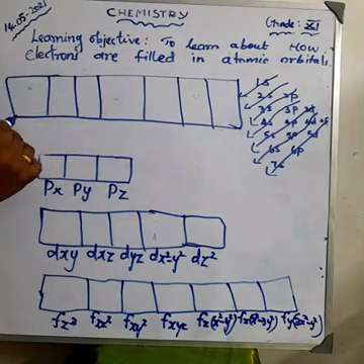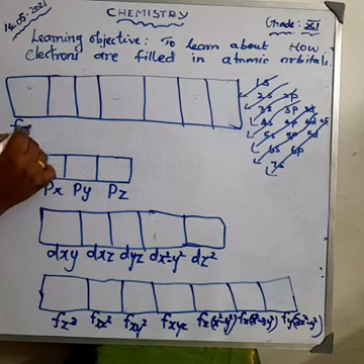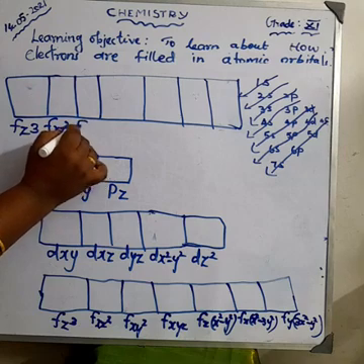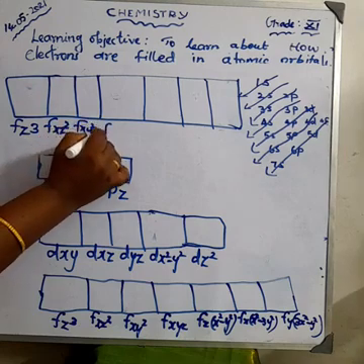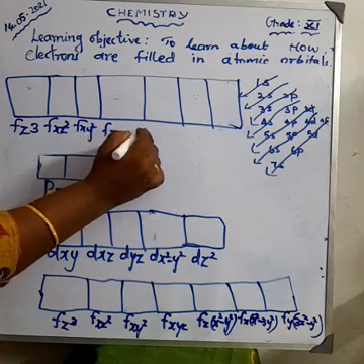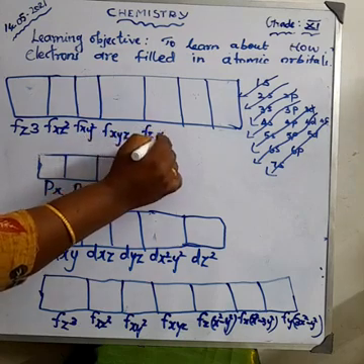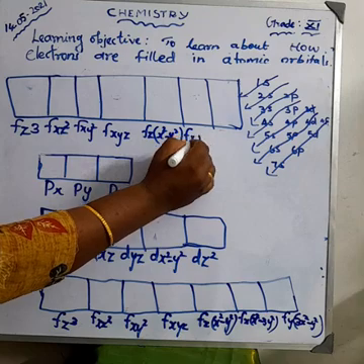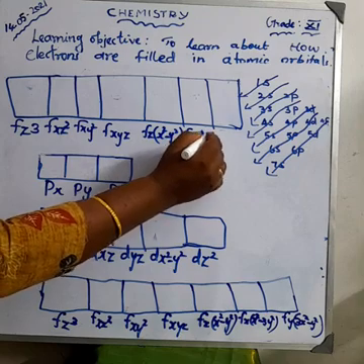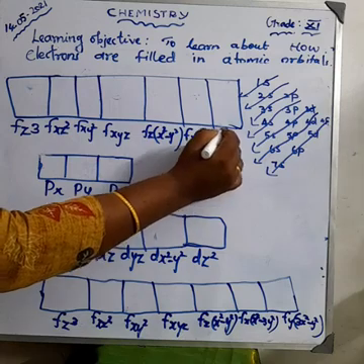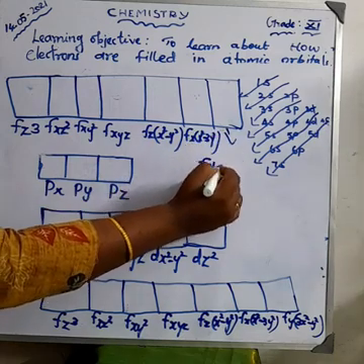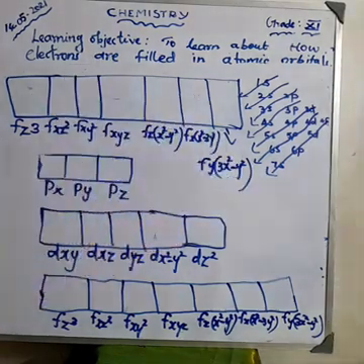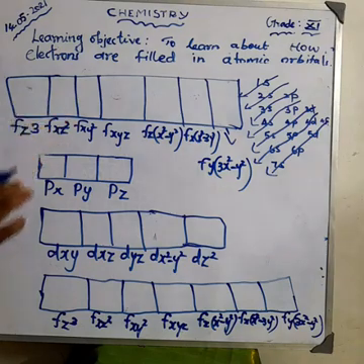The 7 F orbitals are namely fz cube, fxz square, fxy square, fxyz, fz x square minus y square, fx x square minus 3y square and fy 3x square minus y square.